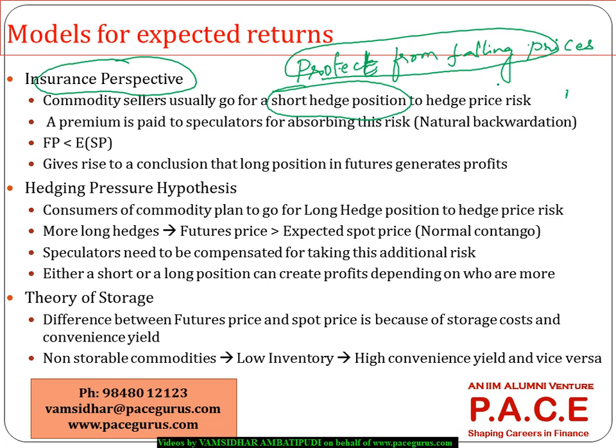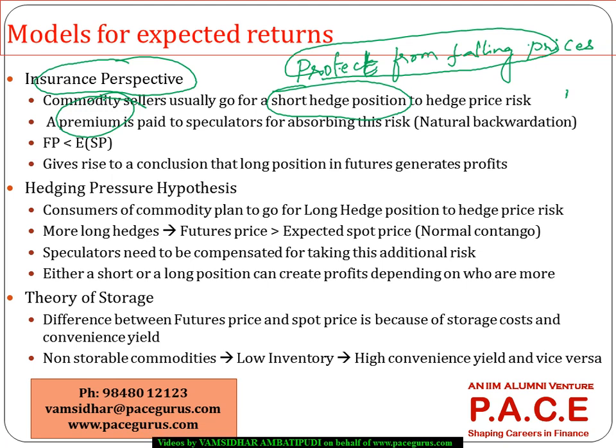So the futures price should be less than the expected spot price, which means the speculator who is buying it at a future date has to buy it at a slightly lesser price than the expected spot price. That is the premium which the speculator is taking to act as a buyer at a later date, to act as a buyer to this seller's transaction.